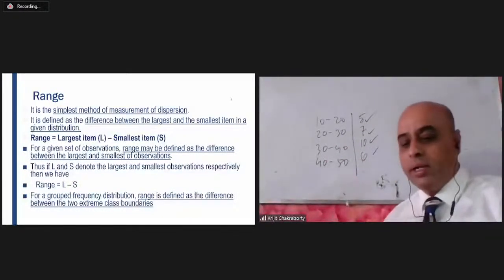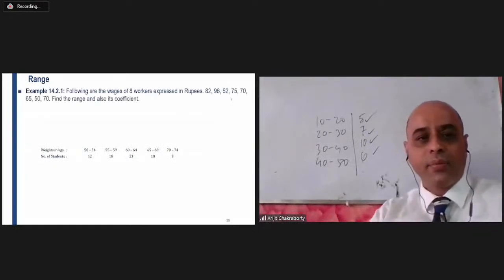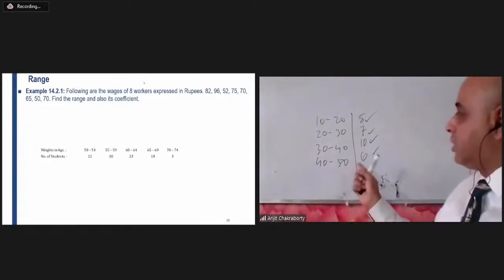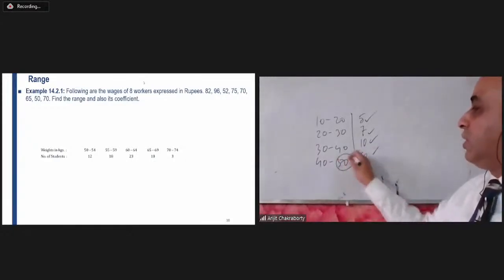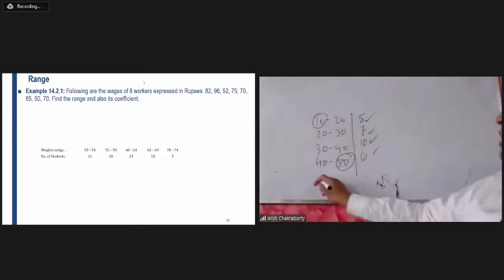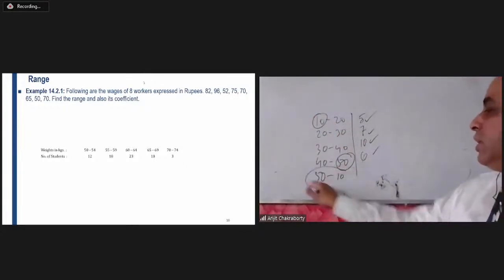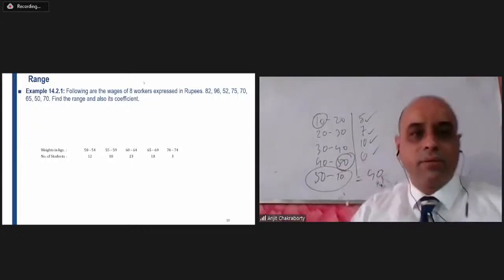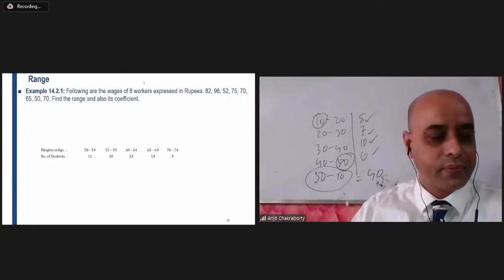Let us see the example here. First, let us see this example, and then we will take the second one. So here, the highest is 50 and the lowest is 10. So the range will be 50 minus 10, that is 40. So this is how we find out the range. Very, very simple.